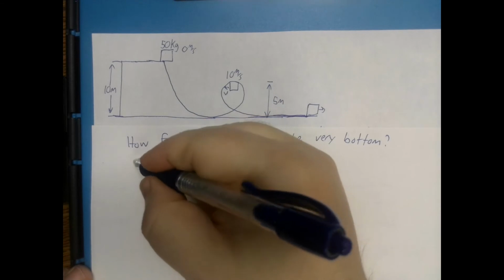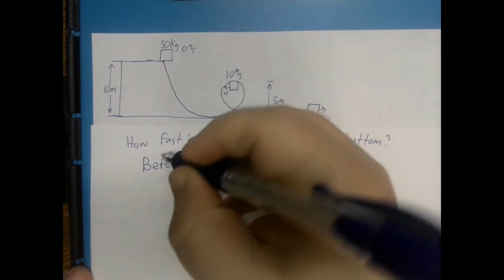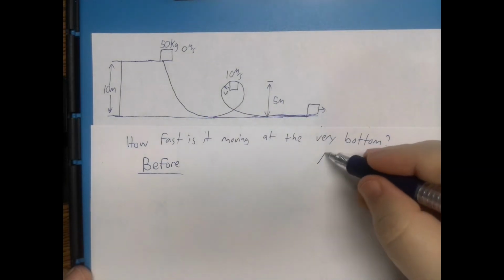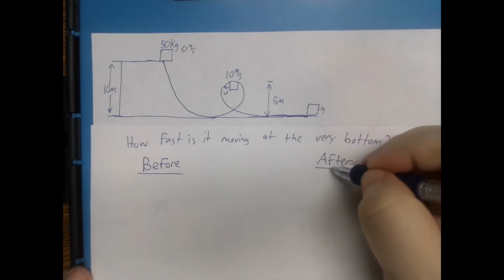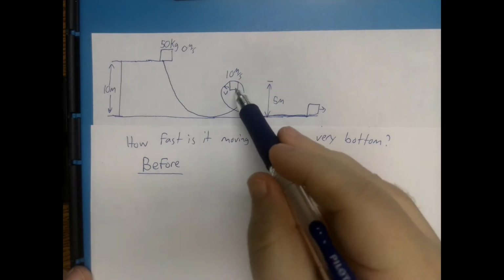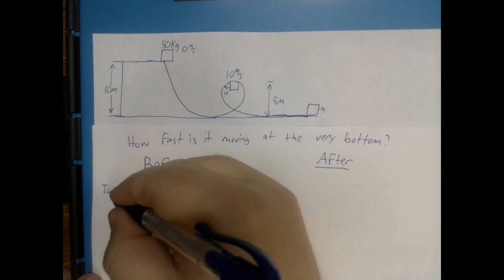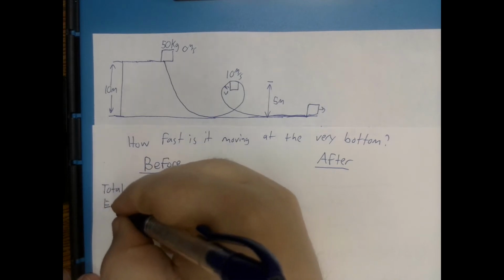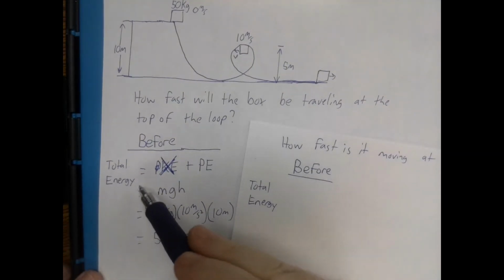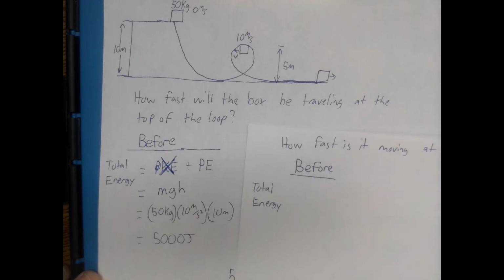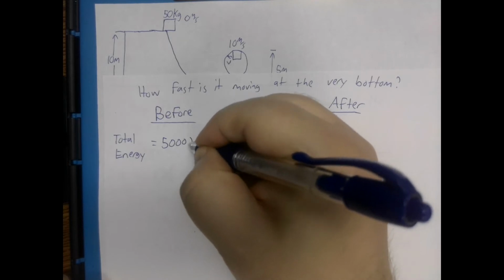So again, setup is the same way. We can do a before, and we can do an after. Our after has to be right here because that's what we're trying to solve for. However, our before could be at any single point. But it doesn't really matter because the total energy doesn't change. We already solved for the total energy. The total energy is 5,000. So we can put in that the total energy is equal to 5,000 joules.